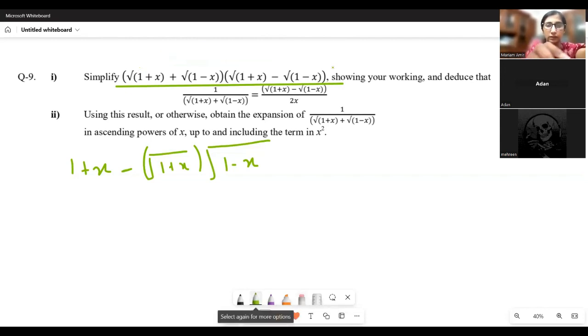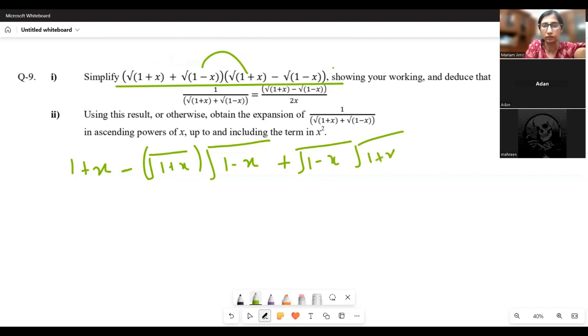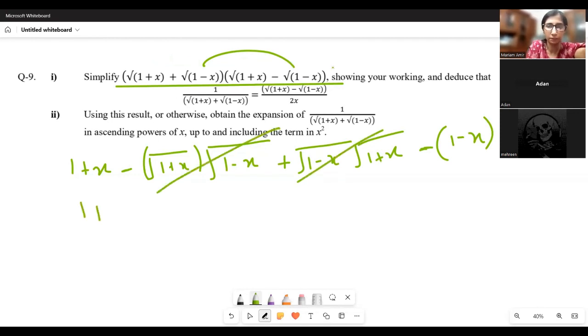Next, I'm going to multiply these two, which is going to give me plus the square root of 1 minus x times the square root of 1 plus x. And then I'm going to multiply the last two terms, which is going to give me minus bracket 1 minus x. Remember to place brackets because there's a negative sign before that. So this and this cancel out. I have 1 plus x minus 1 plus x, which is 2x. So we've simplified the given expression.